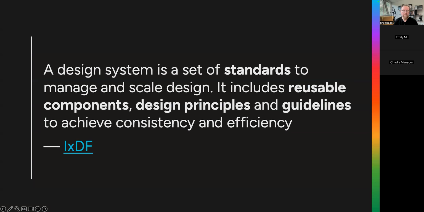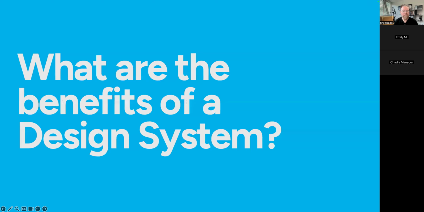So the key features of a design system is that it's a set of standards to manage and scale design practices. It includes reusable components, design principles and guidelines, and essentially it's there to help achieve consistency and efficiency. I kind of liked that little definition, it helps wrap it up into a nice succinct thing.